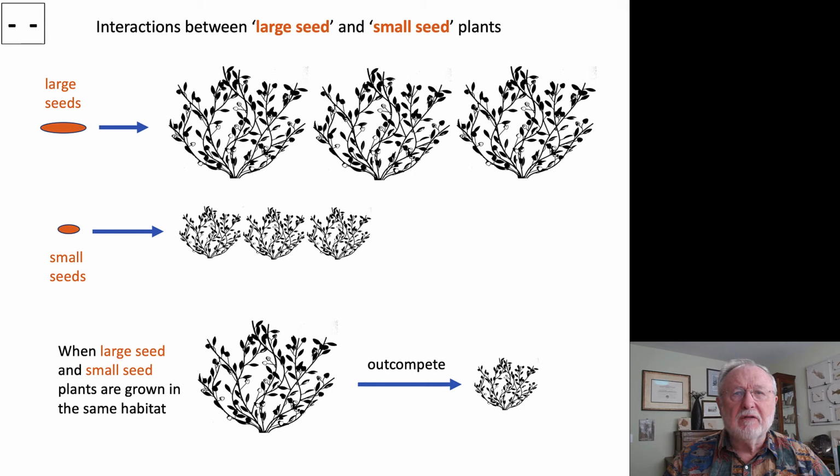One of the simple kinds of competition experiments we might be able to do is to ask what happens if you take a large-seeded organism and grow it, and you see it grows into large plants. Or you might have a different species that produces small seeds resulting in small plants. If you grow plants with large seeds and small seeds together, you'll often find that they have a competitive interaction and that the taller plants shade out or outcompete the smaller plants. But this isn't always necessarily the case because it depends on other kinds of interactions.